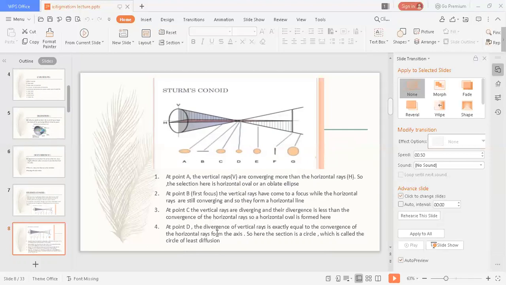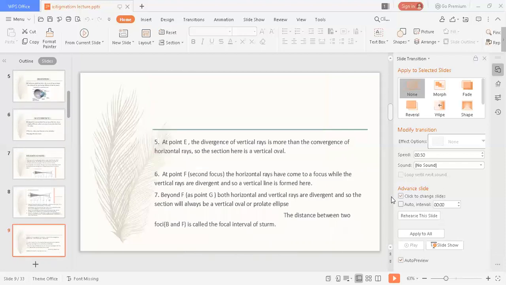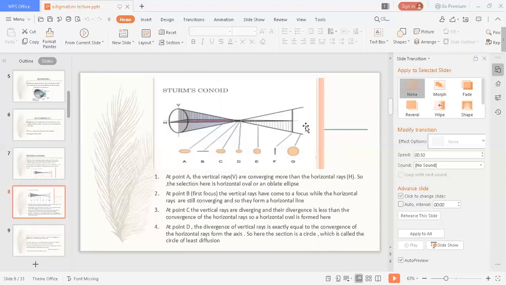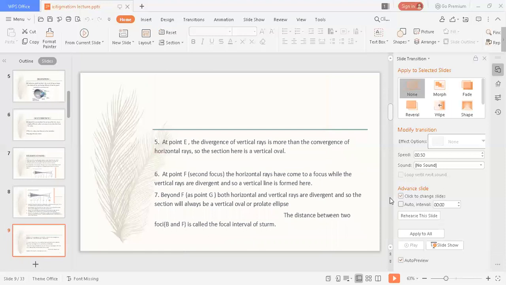At point D, the divergence of the vertical rays is exactly equal to the convergence of the horizontal rays. So here we form a circle. This circle is called the circle of least diffusion, which we are interested in. And at point E, the divergence of the vertical rays is more than the convergence of the horizontal rays, so there will be a vertical oval. And at point F, friends, the horizontal rays have come to a focus, so they will form a vertical line. That is called the second focus.